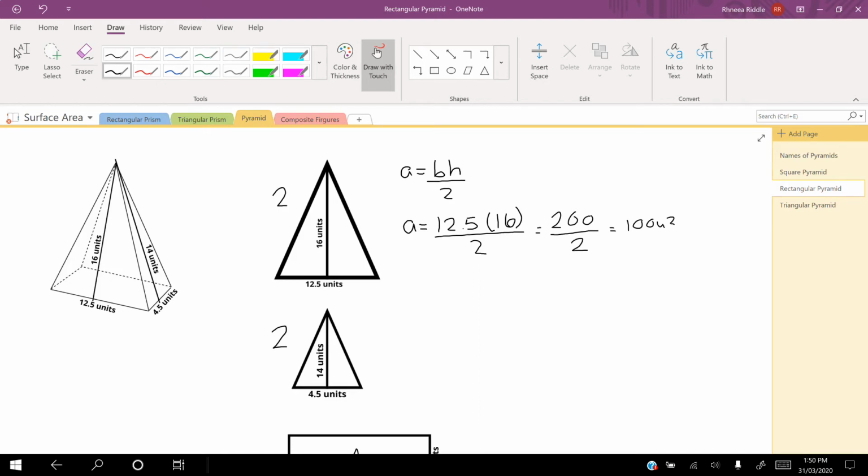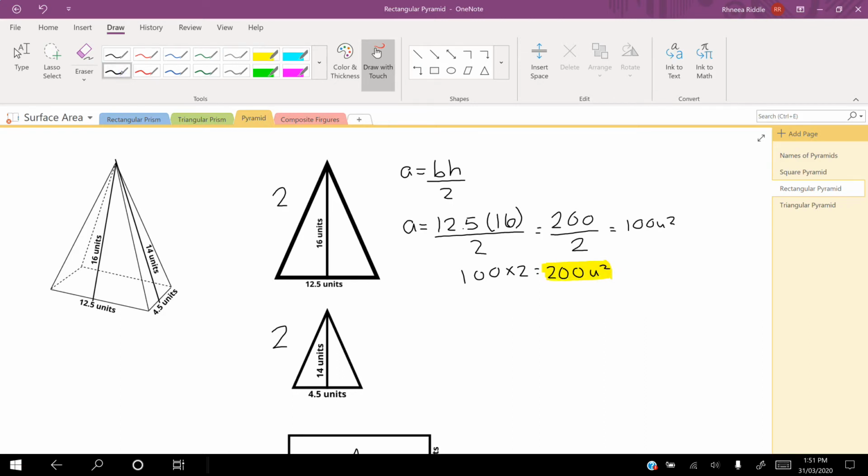So just like before, we have two of these faces that look just like this one. So we're going to do 100 times 2 to get 200 units squared as the area for both triangular faces.